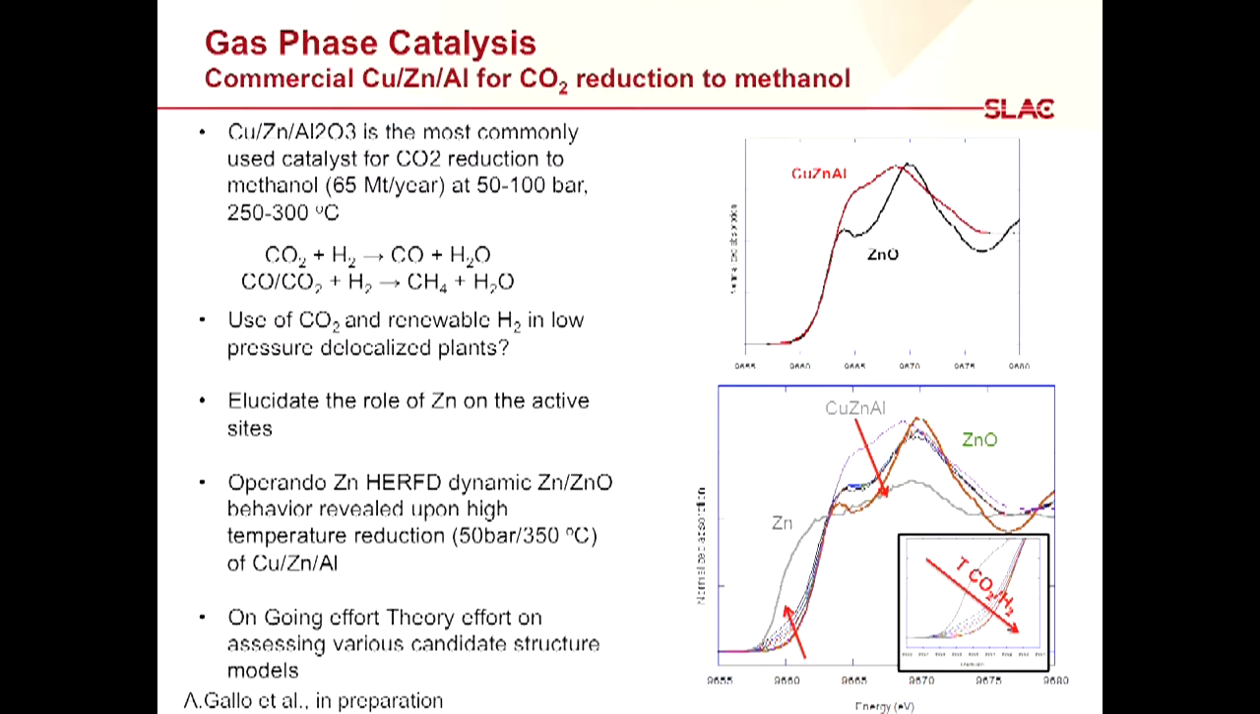We have used these capabilities a few times for different kinds of systematic research. One of the applications we have been doing is trying to understand the highly debated copper zinc catalyst that is commonly used for CO2 reduction to methanol. It's the most used catalyst for methanol synthesis in industry, and there is a lot of debate about what the exact active sites are, what exactly promotes the reaction, and what dictates the selectivity in the synthesis of methanol versus CO. There are many, many open questions regarding these catalysts.